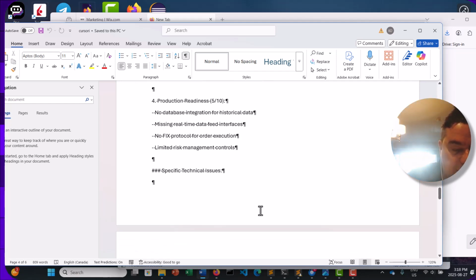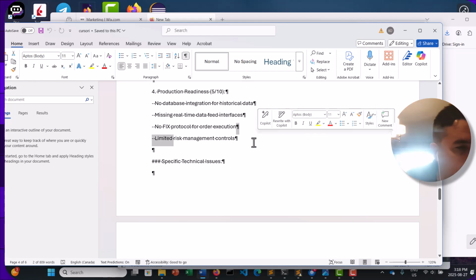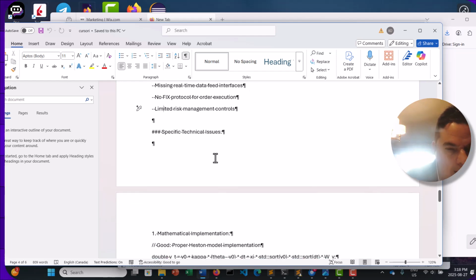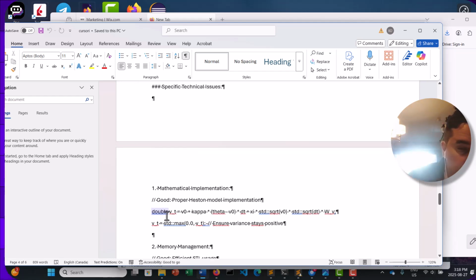Limited risk management controls. Yeah, but as the AI does suggest, you can add in monitoring through Prometheus or Grafana, whatever it's called. You can do that. But again, I'm just keeping these coding projects to the minimum with focus on the core. So technical issues. This is good that it's identifying this. I give it kudos on this.